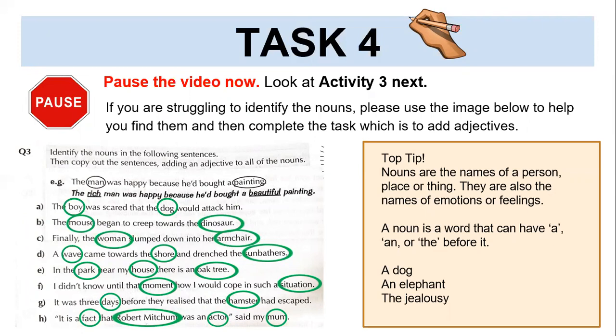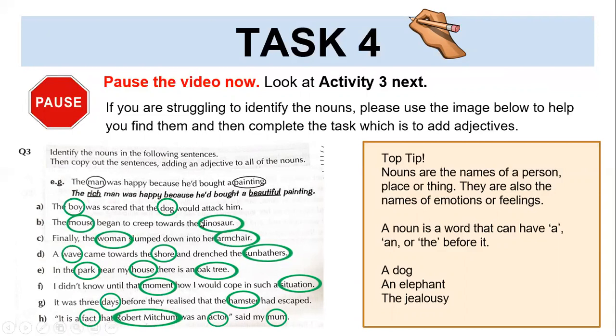Now have a look at activity 3. It's asking you to identify the nouns in the sentences, then copy out the sentences and add adjectives to all of the nouns. Some of you may be struggling to find the nouns in each sentence, so I've circled each noun in each of the sentences just to help you know which words you need to improve.